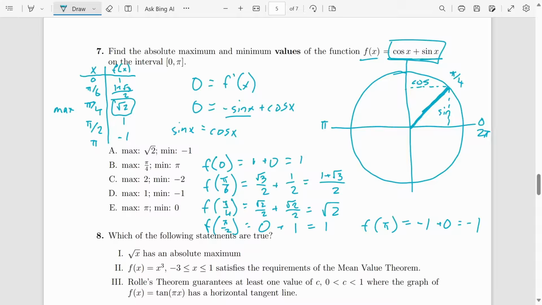And now for the local minimum or absolute minimum, we just look for the smallest value that we have here. In this case, it's -1. That's the smallest one we have for our minimum, and our answer is A.